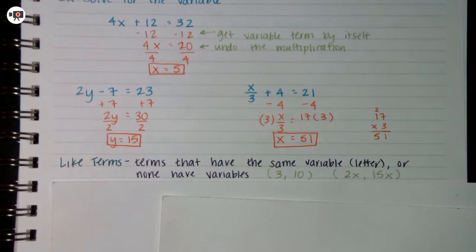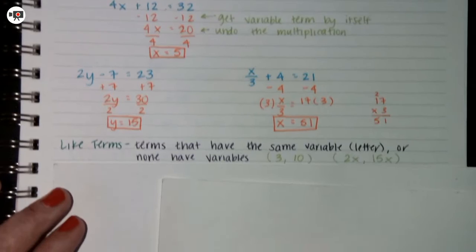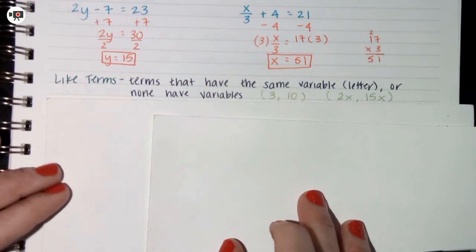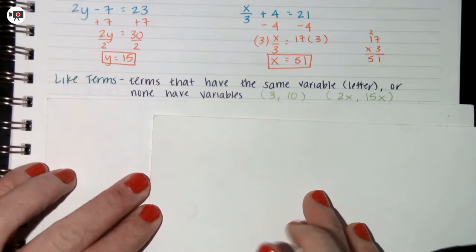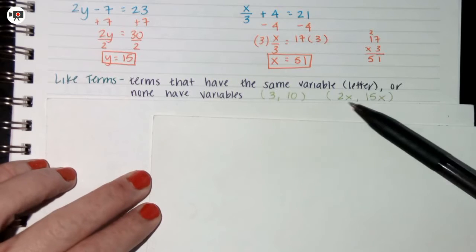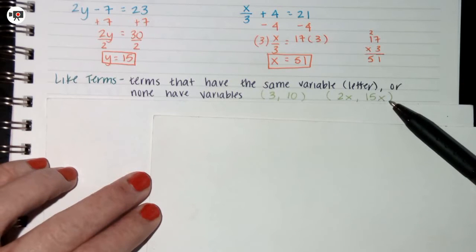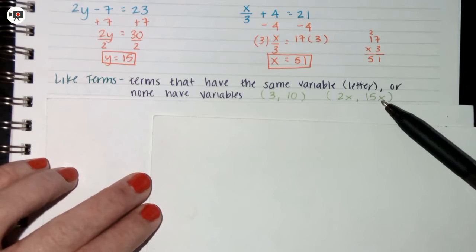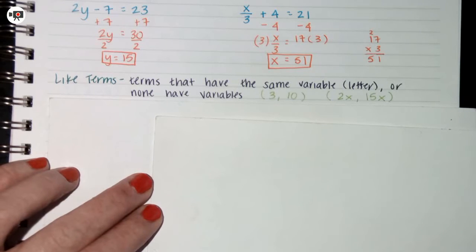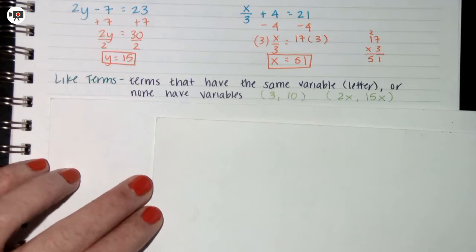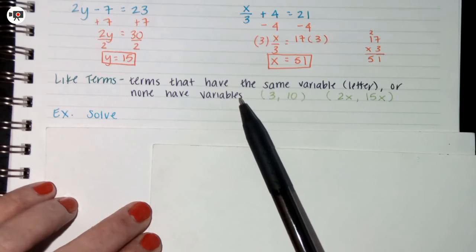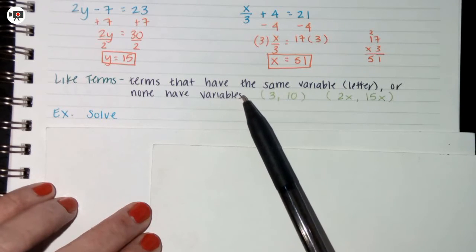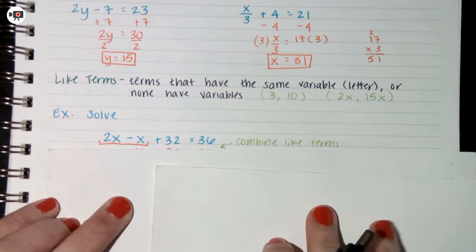Now we have something called like terms. And like terms have the same variable, so they have the same letter, or they do not have any variables at all. So 3 and 10 are like terms because they don't have any variables. And then 2x and 15x are like terms because they each have an x. If I have x's and y's, those are not like terms because they have different variables. We can combine like terms by adding or subtracting, and that will help simplify our equation.